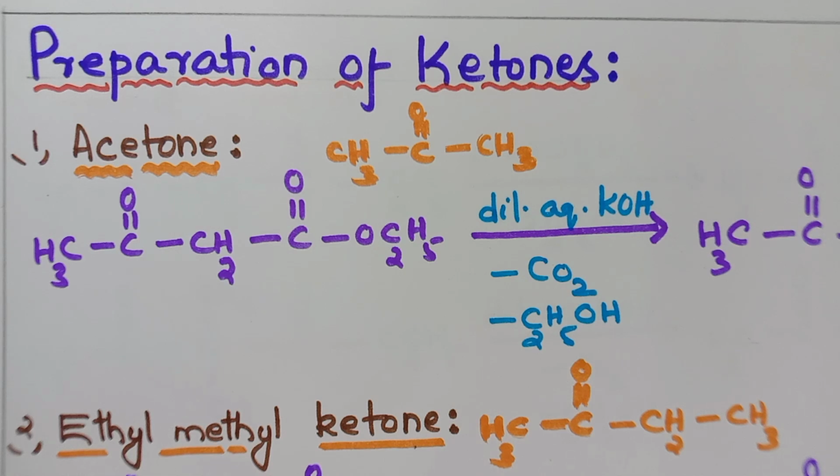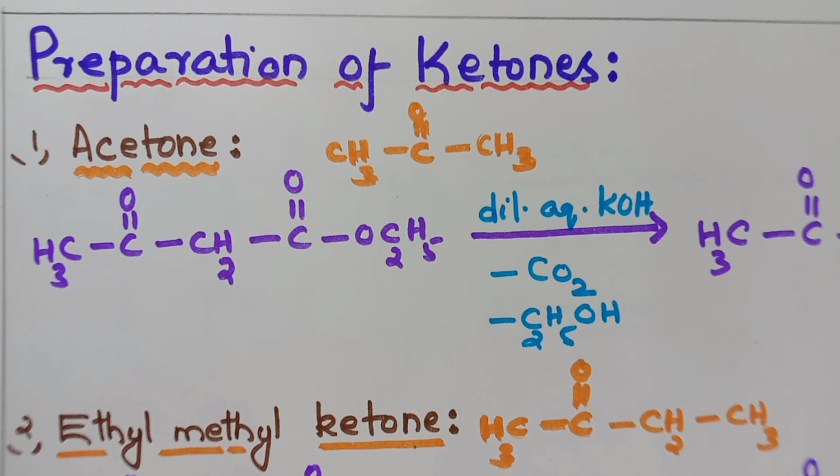Okay, moving on to the next topic, that is preparation of ketones. Today we are going to learn preparation of ketones from aceto-acetic ester. The first and basic ketone is acetone. As you all know, acetone is CH3, C double bond O, CH3. Okay students? Please open your notebooks, put the side heading, preparation of ketones. Number 1, acetone, CH3, C double bond O, CH3.